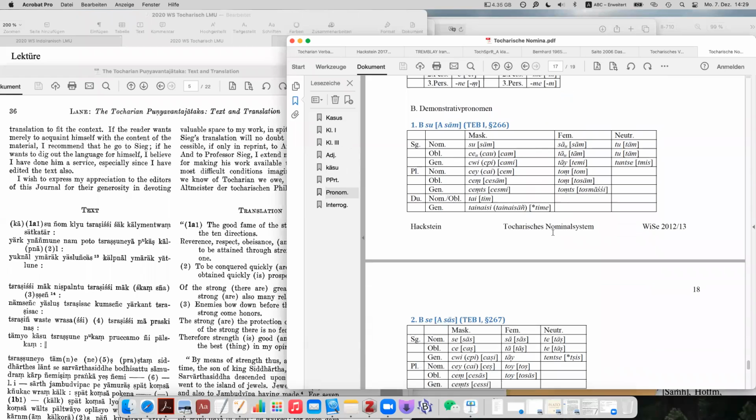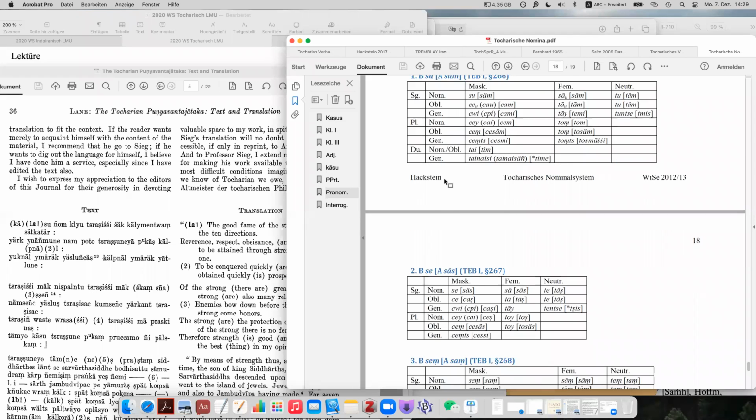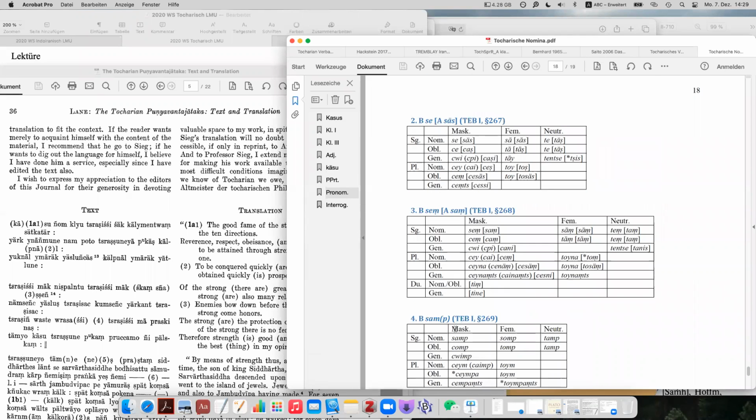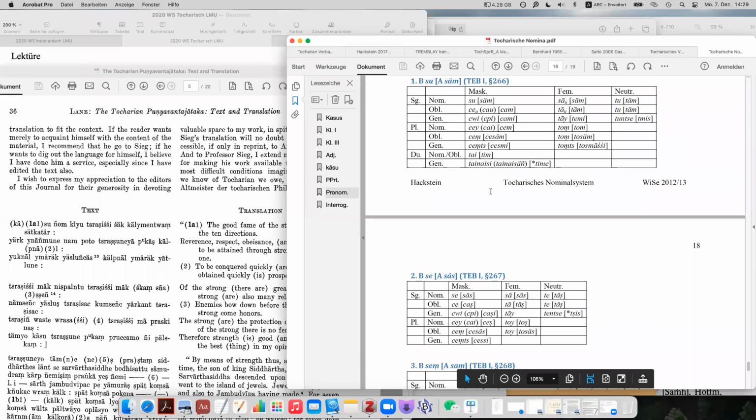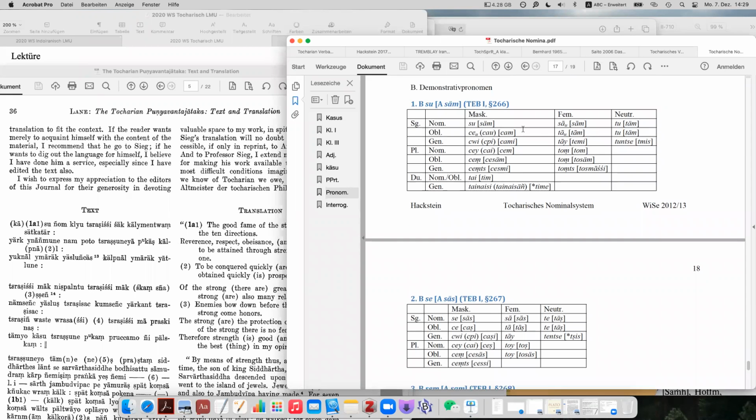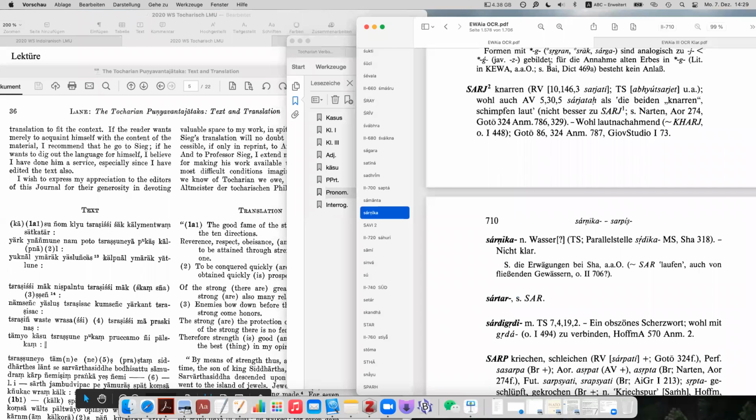So for the demonstrative pronouns, you actually have four sets in B, but three sets in A. The first one, corresponding to Sanskrit sa, you find also in the grammar. Wait a minute.